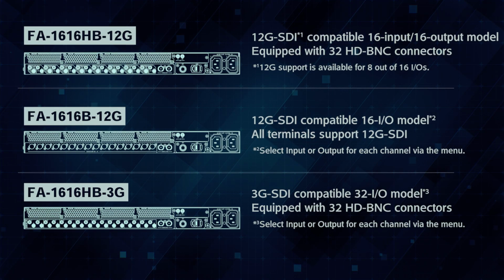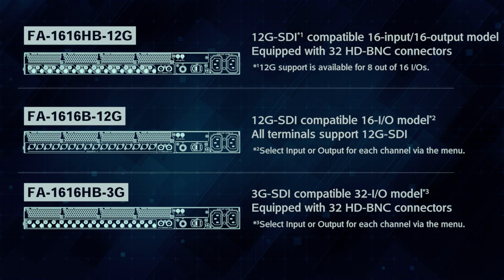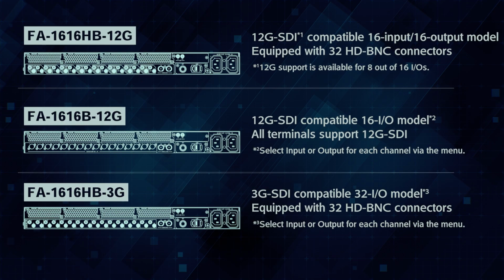The FA-1616 features a lineup of 3 models. From 3G SDI to 12G SDI environments, you can select the right model to match your system configuration and operational scale.